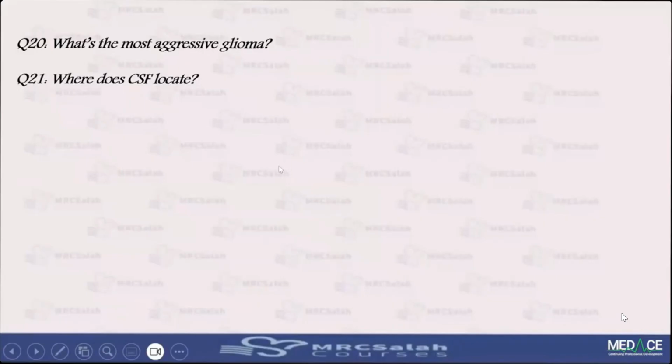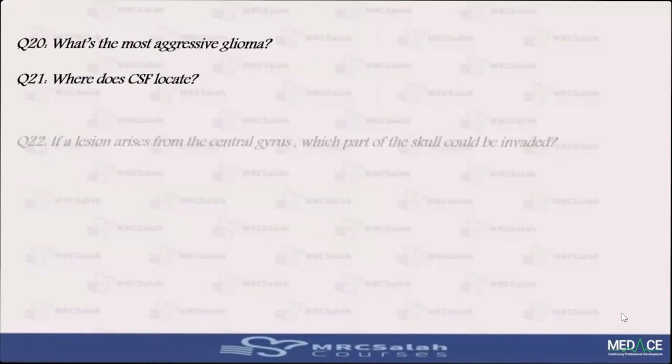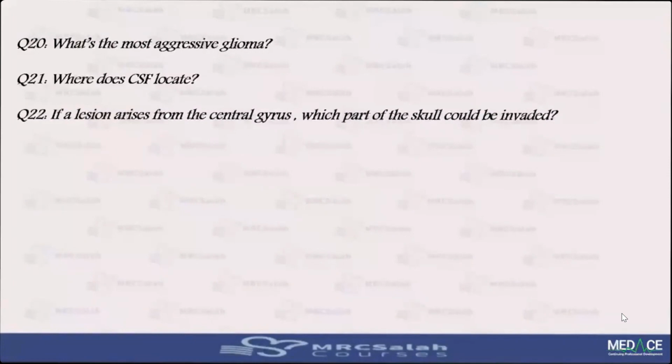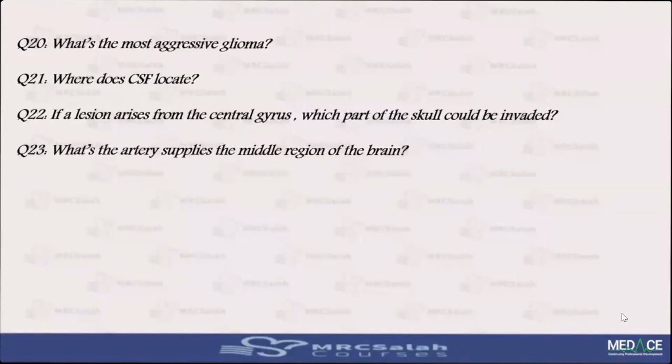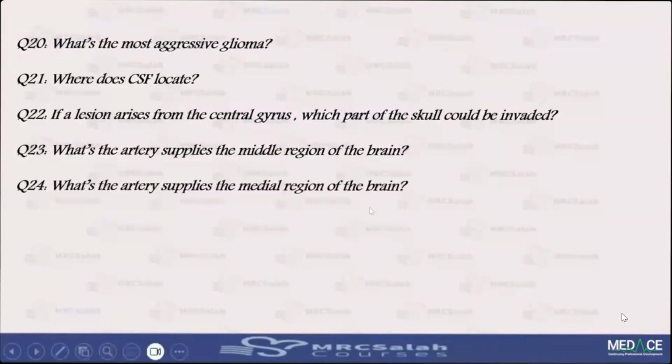And where is the CSF located? So it's found in the ventricles of the brain and also in the subarachnoid space, around the brain and around the spinal cord. If a lesion arises from the central gyrus, which part of the skull would be invaded? The parietal bone. What artery supplies the medial region of the brain? The anterior cerebral artery. Are you sure? Yes. So the middle region would be the middle cerebral, but the medial would be the anterior cerebral. Exactly. Middle by the middle, medial by the anterior.